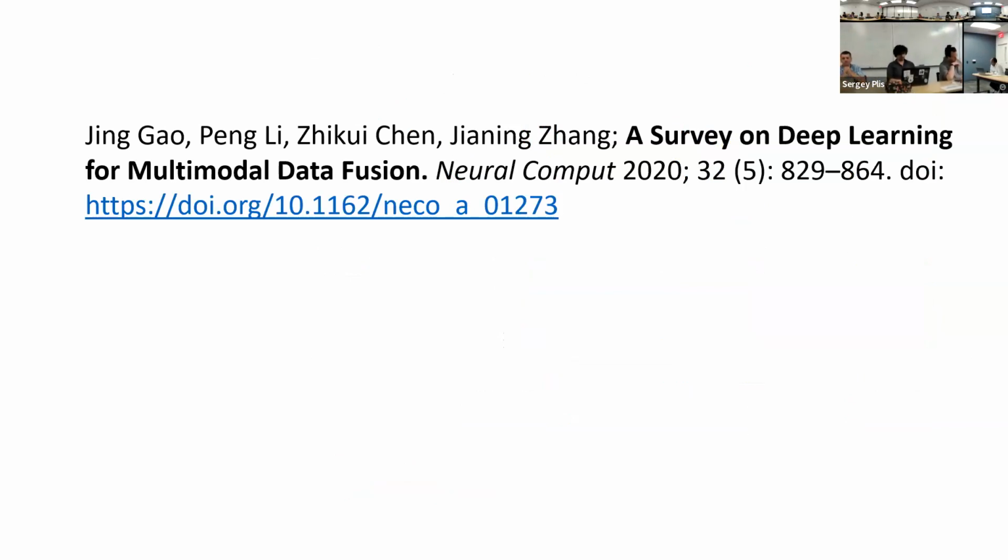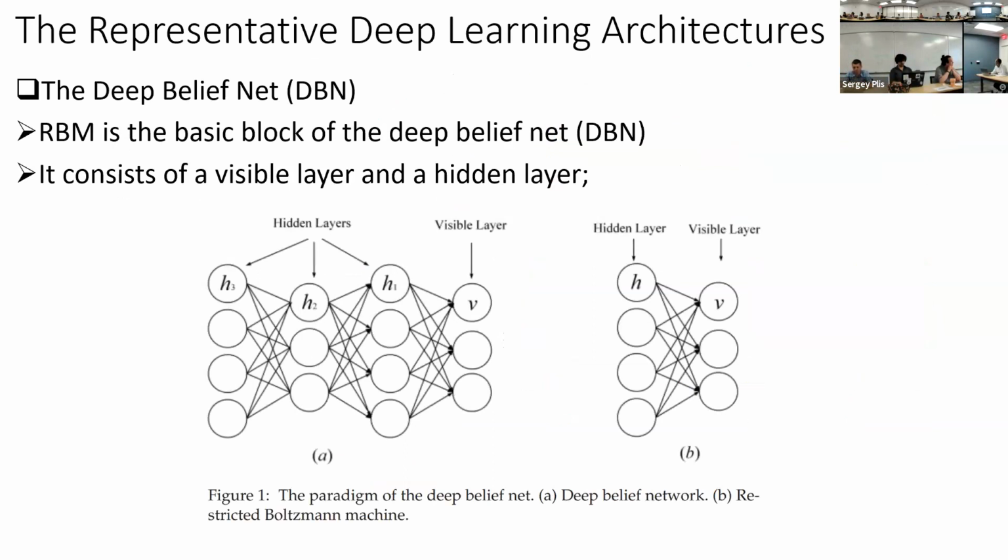The second paper, I found some useful information from here, and this gives some future directions also. Now I am going to present this paper, the survey on deep learning for multimodal data fusion. At first, I am going to review some representative deep learning architectures. They are grouped into 4 categories, such as the deep belief network, stacked autoencoder, CNN, and finally RNN.